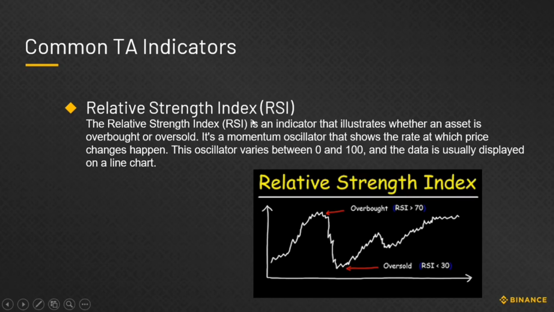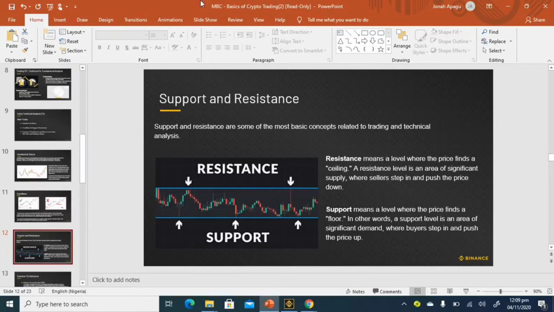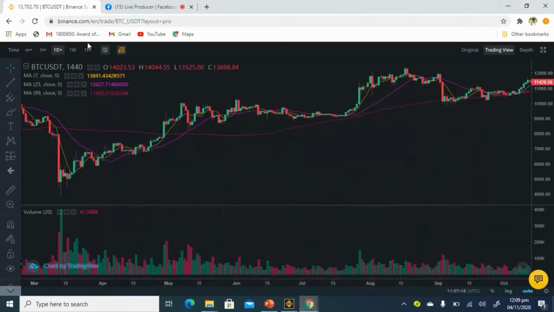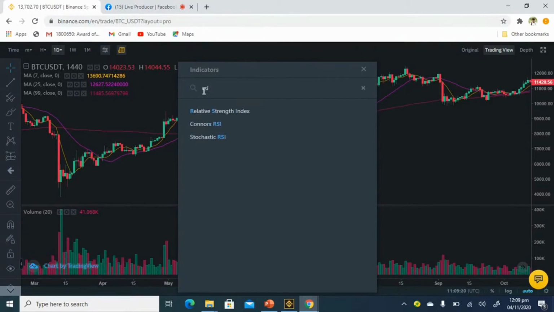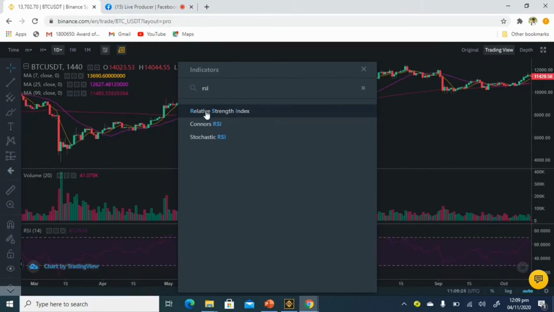Now we also have the relative strength index, or we call it the RSI. The relative strength index is an indicator that illustrates whether an asset is overbought or oversold. It's a momentum oscillator that shows the rate at which price changes happen. This oscillator varies between 0 and 100, and the data is usually displayed on a line chart. So you come to the technical indicators here, click technical indicators, select RSI, you can see relative strength index, and select it.